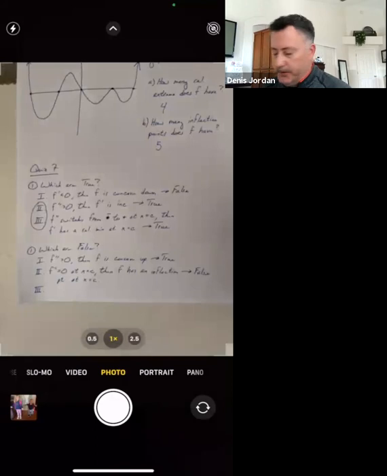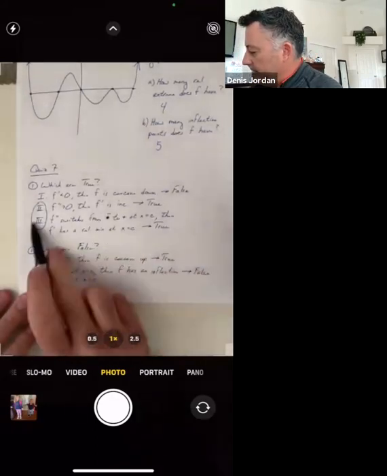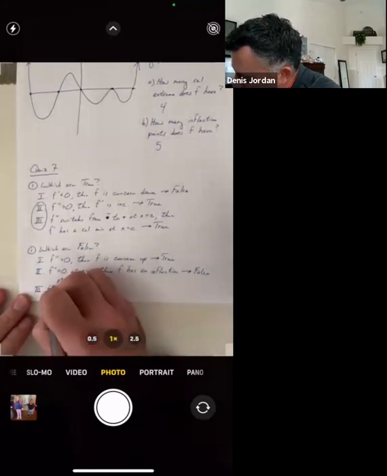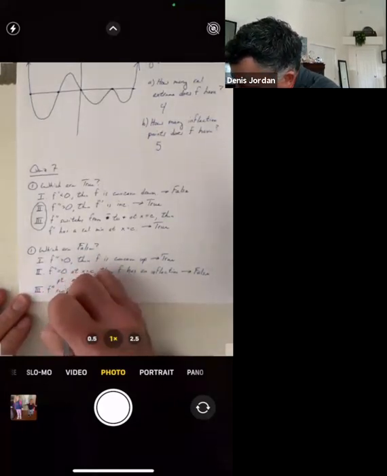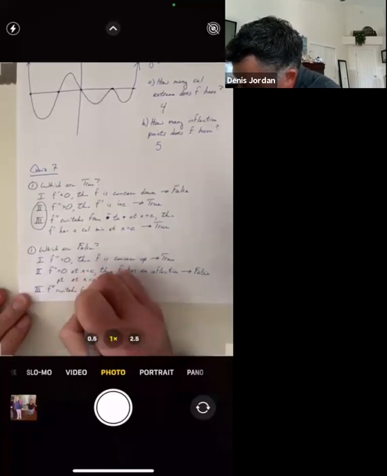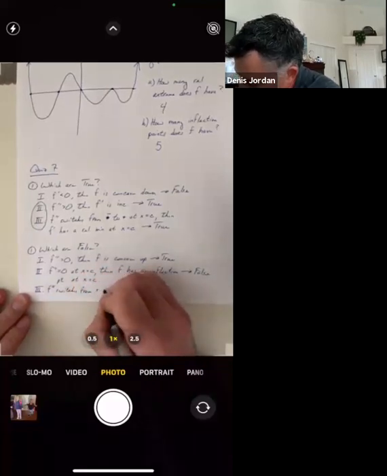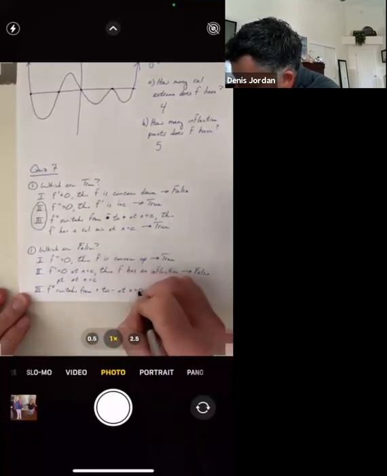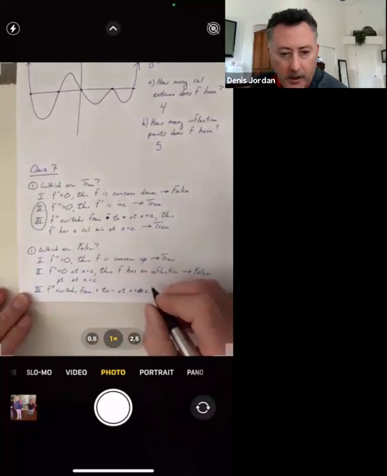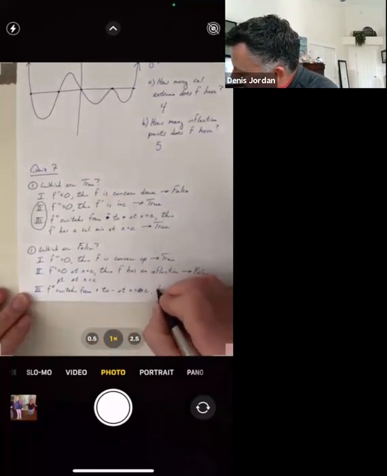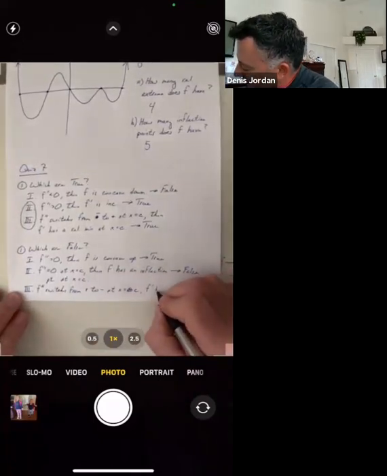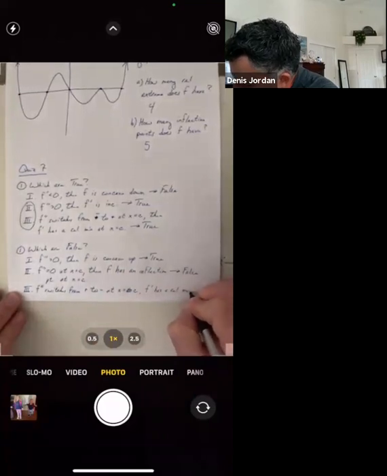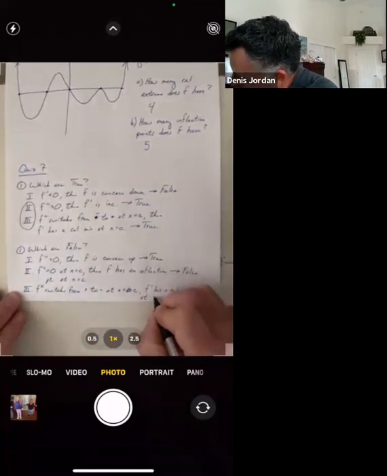Okay, and then the third statement, which is a lot like this one: if the second derivative switches from positive to negative at x equals c, then the derivative has a relative max at x equals c.